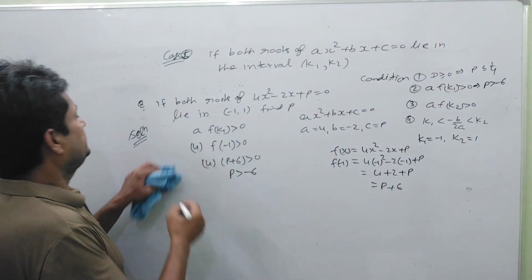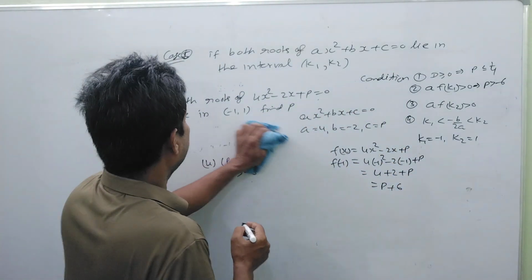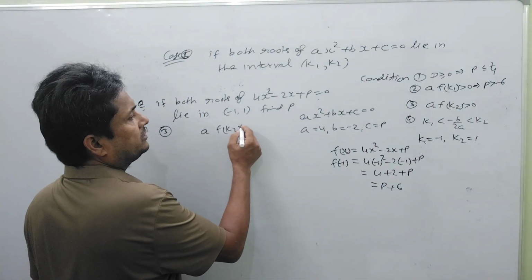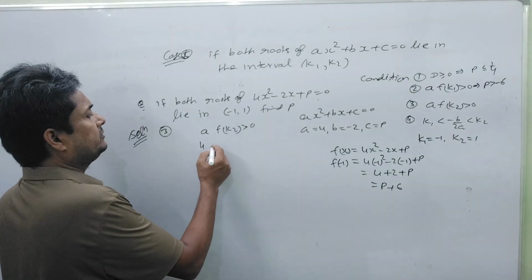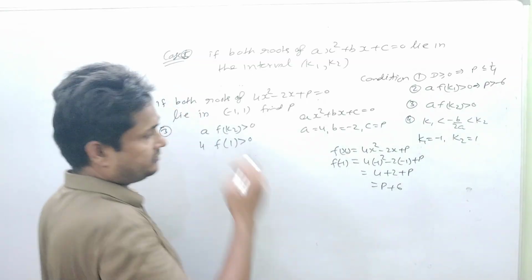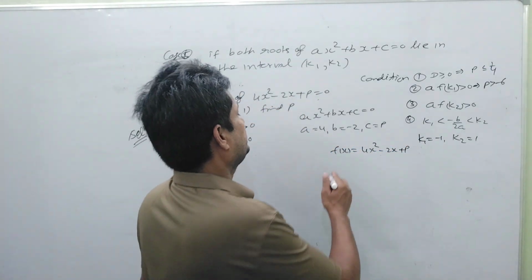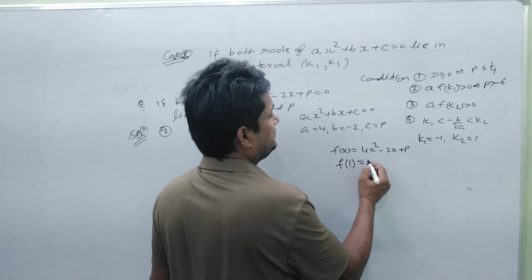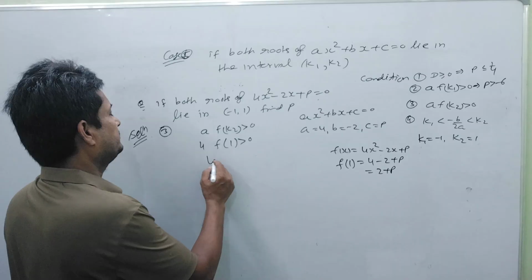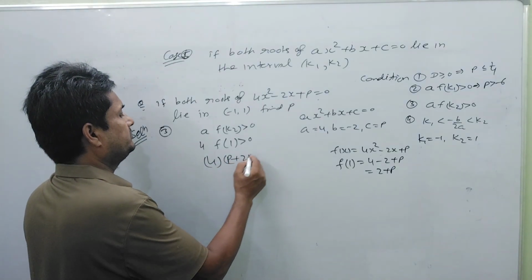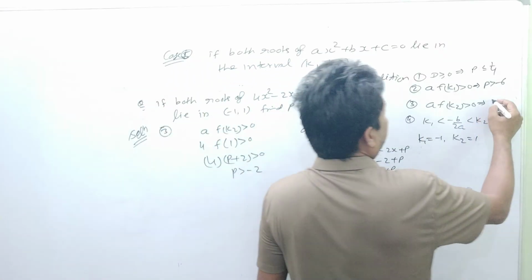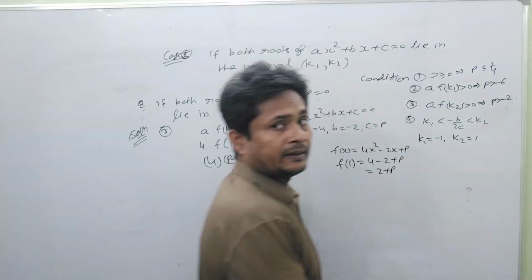Now apply the third condition, case 3. What is the third case? A times f(k2) must be positive. A is 4 and k2 is 1. Now find f of 1 from here. So f of 1 will be 4 minus 2 plus p, that means 2 plus p. Substitute here: 4 into p plus 2 must be positive. So p is greater than minus 2. This is coming from the third case: p is greater than minus 2.